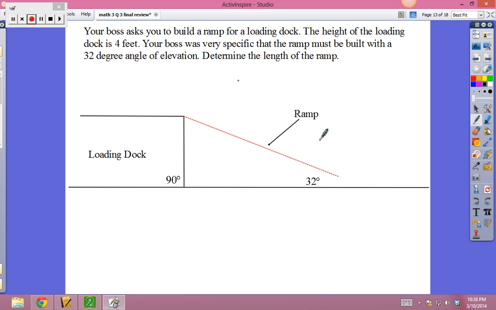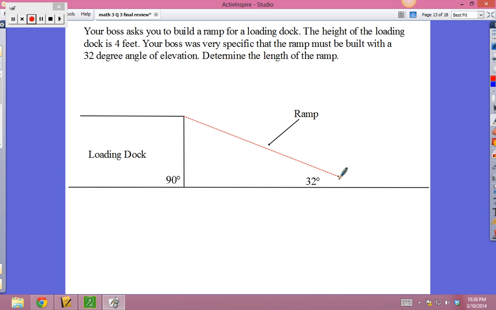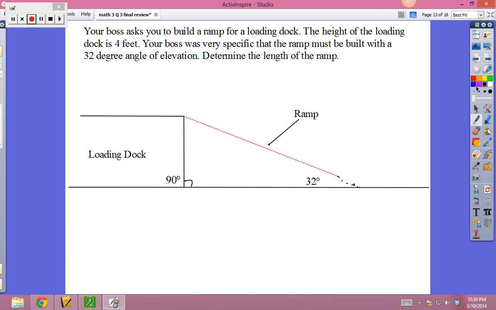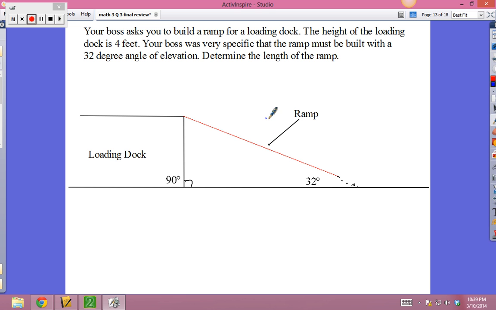Okay, this is on your last test, using trig to figure out how long this ramp has to be. So if this is 90, we want to find this right here. So I'm going to anchor from this angle. This is going to be my opposite. This is going to be the hypotenuse. And this will be the adjacent.